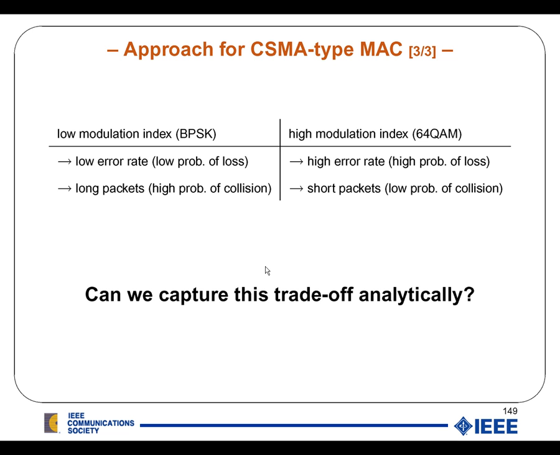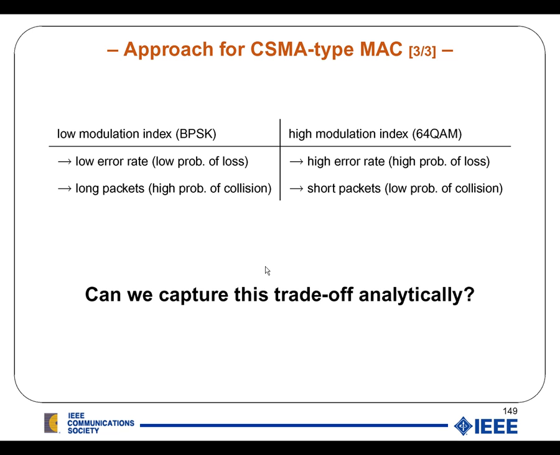Contrary, if I used a high modulation index such as 64 QAM, I would have very short packets, therefore have a low probability of collision if another communication happened at the same time, but I would have a high error rate because 64 QAM is very susceptible to noise and to interference.